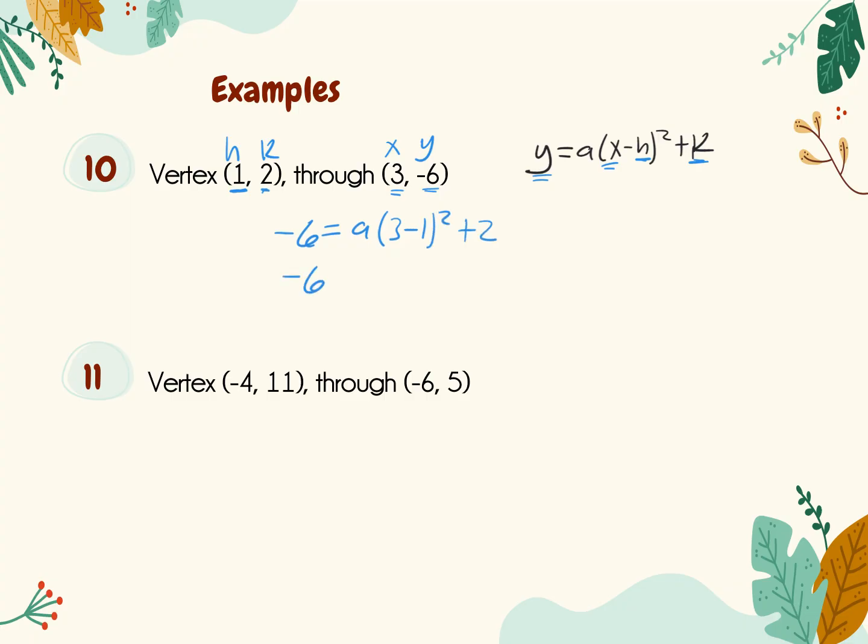And then we're left with -6 equals a times 2 squared plus 2, right? I'm going to subtract 2 on both sides. We get -8 equals a times 2 squared, which is 4. And then divide by 4 on both sides, and then I get a equals -2.